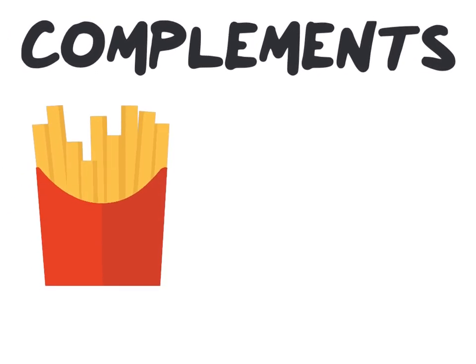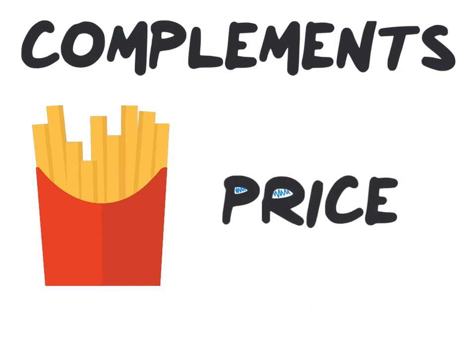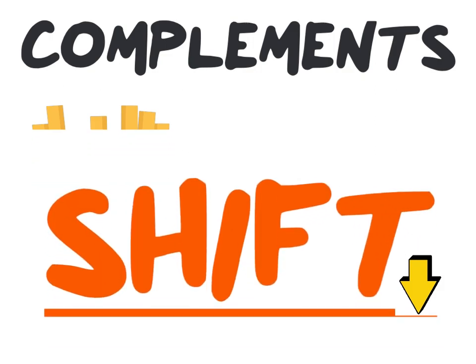Next up, let's look at the price of complements. In our example, French fries are a complement good to burgers. If the price of our complement good, French fries, decreases, this would lead to an increase in demand for burgers, illustrated as an entire shift of our demand curve.